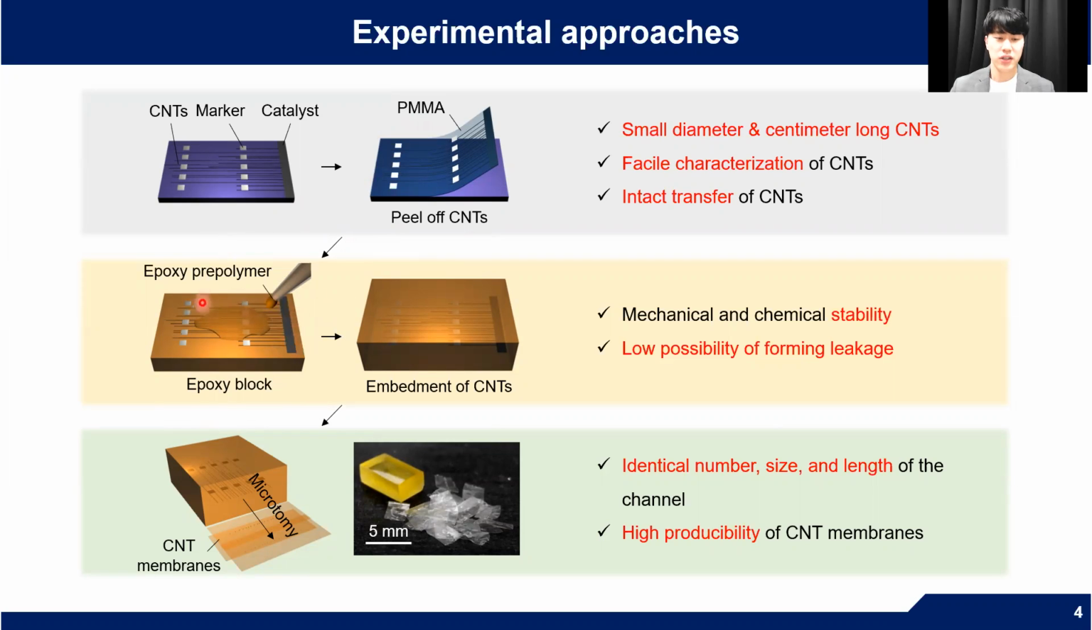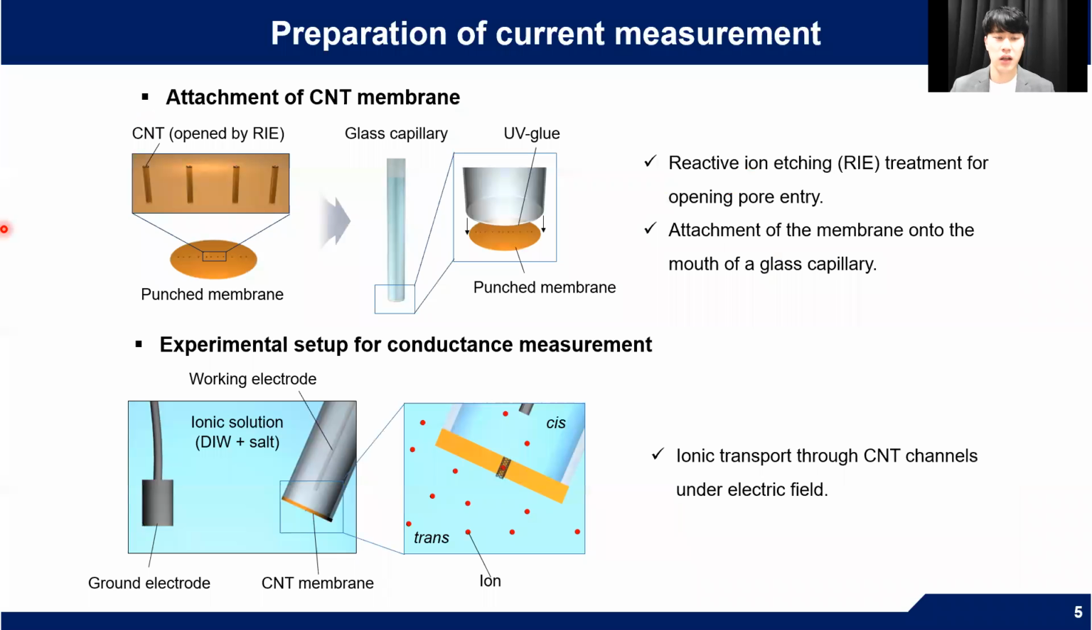These CNTs can be fully encapsulated in the polymer matrix by pouring the low viscosity pre-polymer followed by the curing steps. After slicing this block into a thin membrane using the ultramicrotome, the CNT membranes with the identical number, size, and length of the CNT channels are eventually fabricated. After removing polymeric residues covering the CNT pore by using the reactive ion etching process, the membrane is directly attached onto the glass capillary.